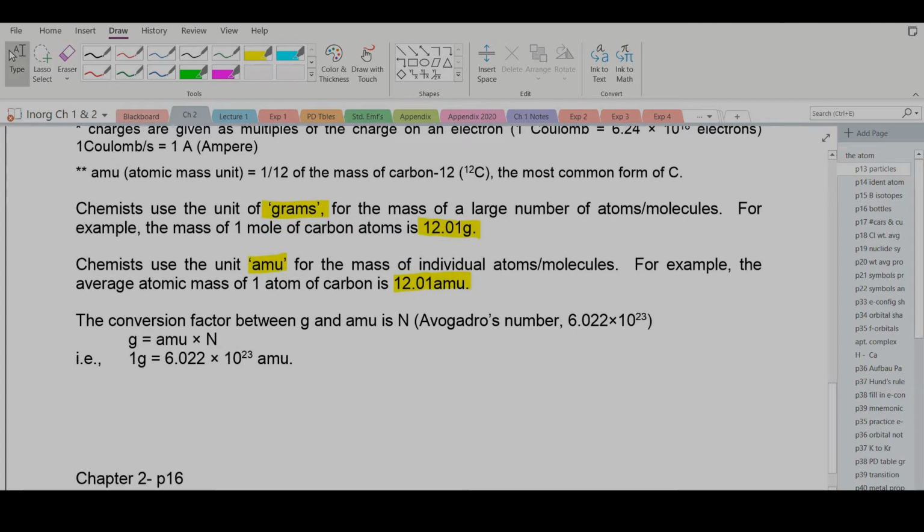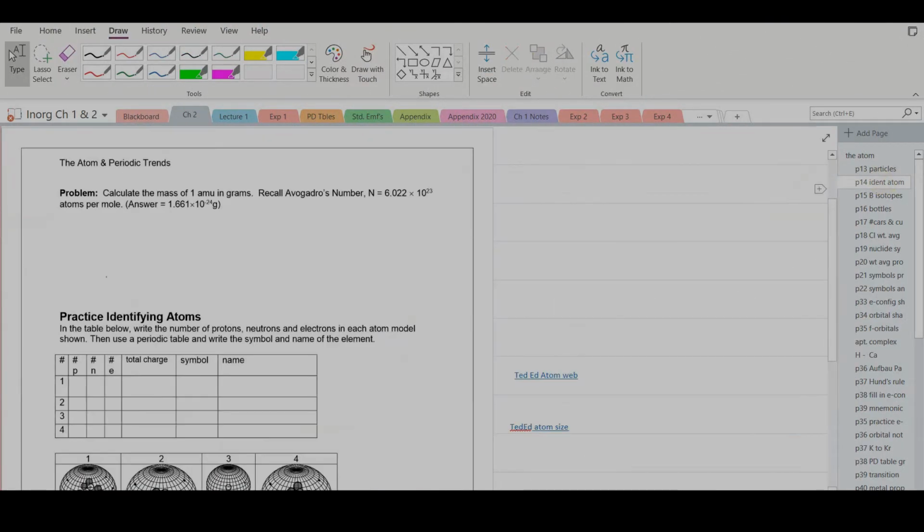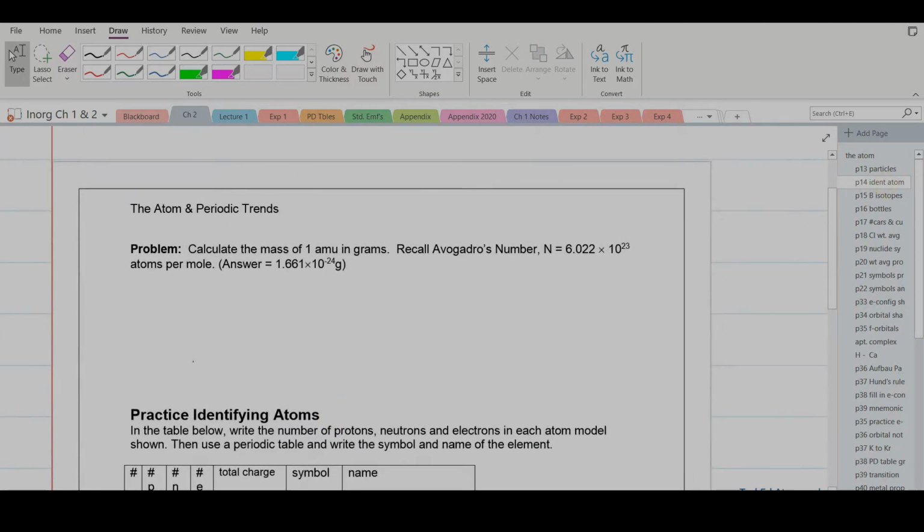So the conversion factor between grams and atomic mass units is Avogadro's number, 6.022 times 10 to the 23rd. So it turns out that a gram will be one atomic mass unit times this number, 6.022 times 10 to the 23rd. So this now is a conversion factor between grams and atomic mass units. Please take a look at page 14. We're asked to calculate the mass of one atomic mass unit in grams. And we're going to use Avogadro's number as a conversion factor.